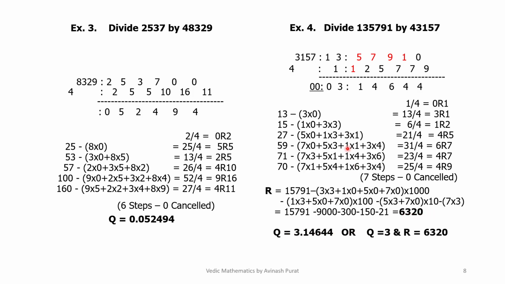Now the quotient is 3.14644, or the quotient is 3 and the remainder is 6320.